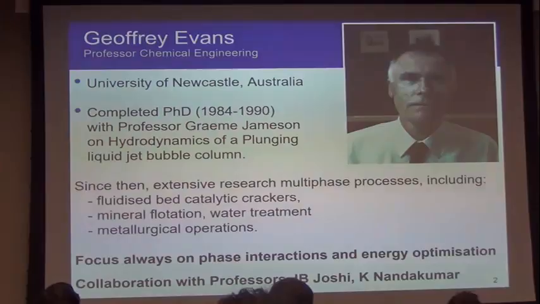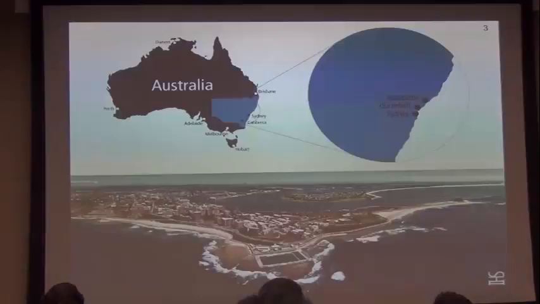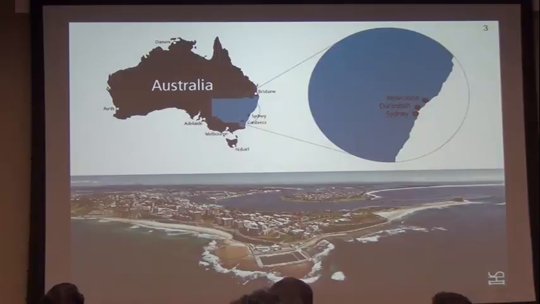Briefly, that's a little bit about myself. The only thing that I would say is that my background is in experimental fluid mechanics, in particular related to plunging liquid jets, which is a topic of research here at the moment. So, briefly, Newcastle is on the east coast of Australia, about 100 kilometres north of Sydney. And that's a view of the mouth of the Hunter River on which Newcastle is located. We've got some nice beaches and it's a nice sunny climate.